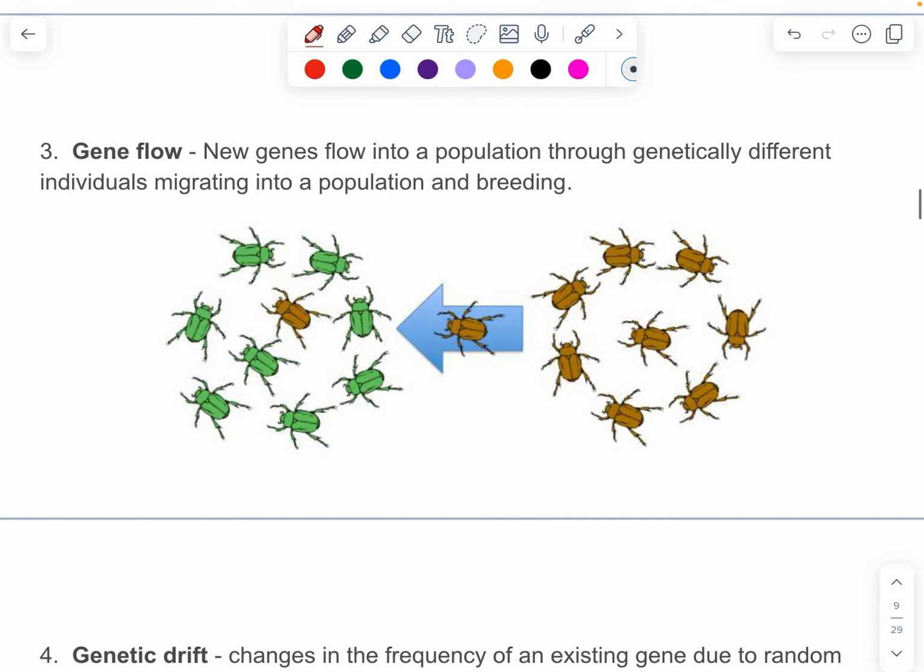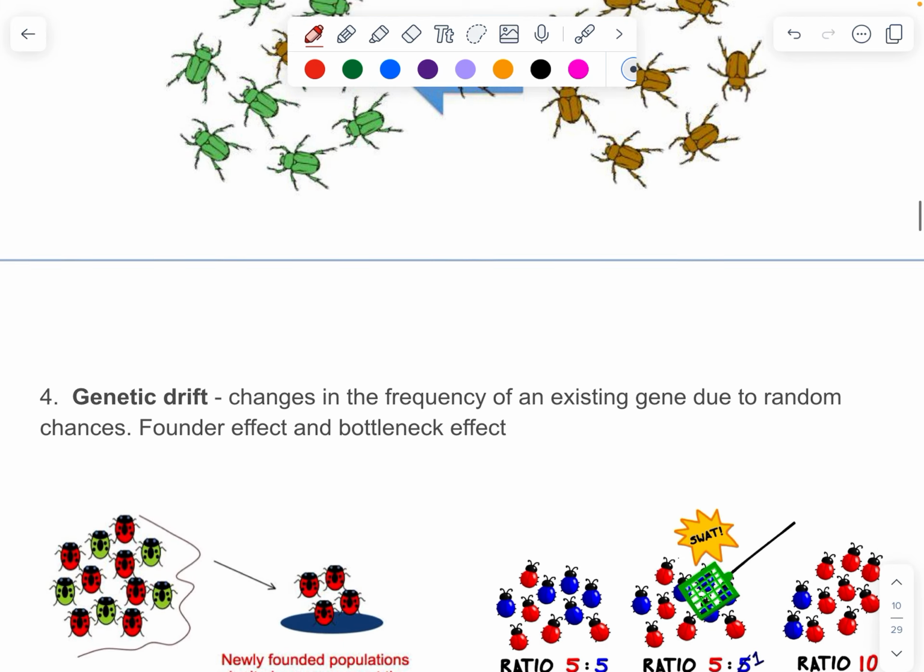So that's mutation. Now, gene flow. This is another easy one. Gene flow occurs when new genes or new alleles are introduced into a population when different individuals, genetically different individuals, migrate into a population and they start breeding. And that's kind of common sense. When new individuals come into a population, they bring their genes with them.